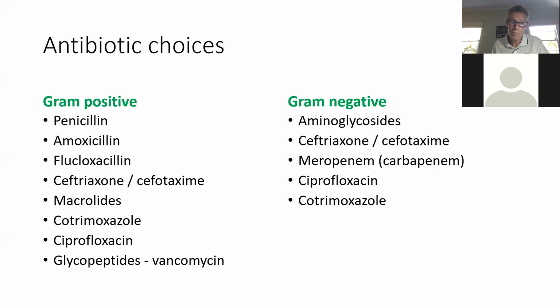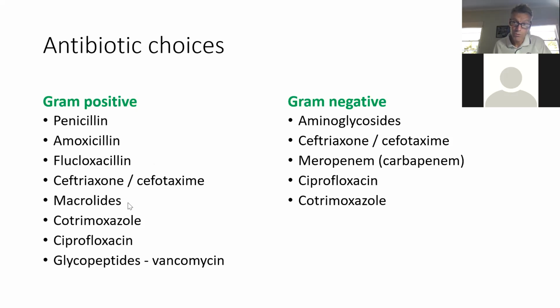So the sorts of antibiotics that will treat gram-positive infections, depending on the type of infection, are the penicillins. They are a class of drugs: penicillin, amoxicillin, flucloxacillin, they're all penicillin-like drugs. And then more advanced than that are the third generation cephalosporins like ceftriaxone and cefotaxime.